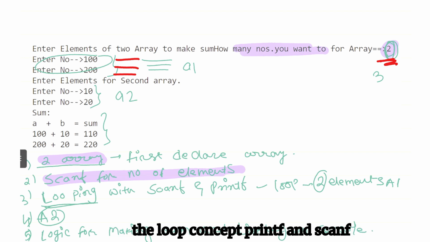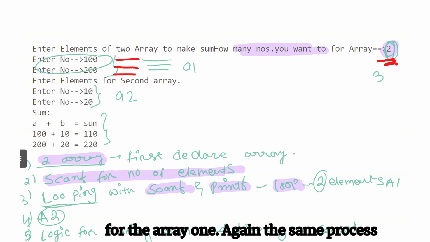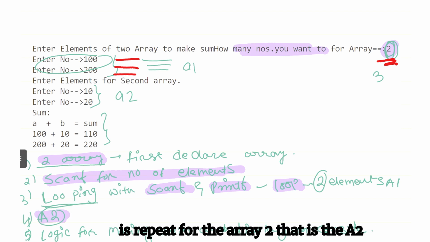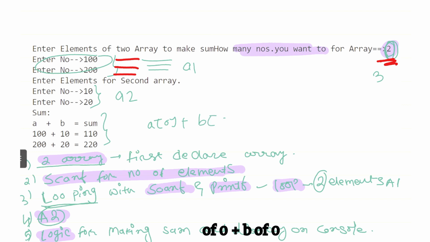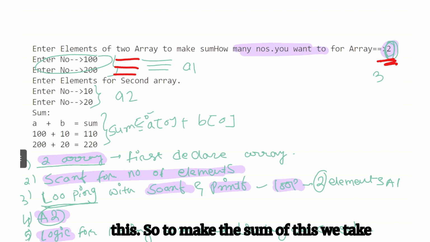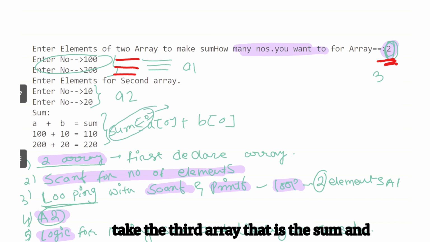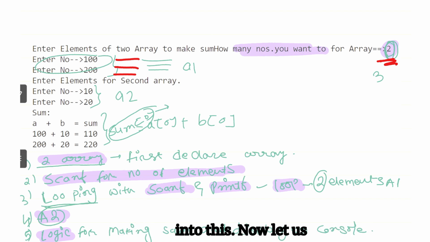So we use the loop concept, printf and scanf for array 1. Again the same process is repeated for array 2, that is a2. After that we want the sum of these two arrays' elements. So we need a logic, that is, as we already discussed, a of 0 plus b of 0, and we are going to make the sum of this. To make the sum, we take a third array, that is sum, and it is going to store all the sum values.